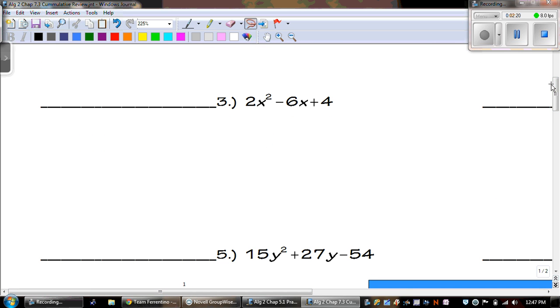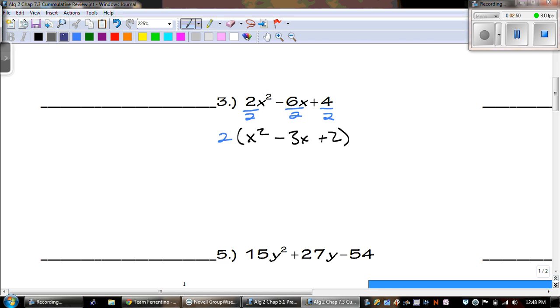Number 3. Now I saw a couple of you guys do this in class. You just went, all right, let's start factoring, and you would multiply the 2 times the 4, get 8, and there's a problem with that. You always check to see if there's a GCF, and there is. Take out the GCF first, and then divide, you get negative 3x plus 2.